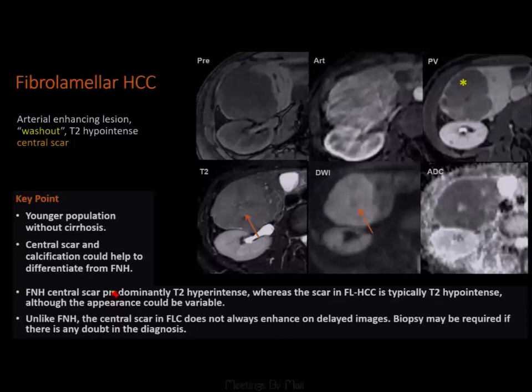Fibrolamellar HCC, everybody is probably familiar with this subtype. Usually they happen in the younger population without background cirrhosis. The differentiating features are a central scar, which is very heterogeneous, and they can have calcification. Sometimes people mistake these for FNH. Obviously, not people in this room, but the teaching is that the central scar is usually more heterogeneous, T2 dark, and doesn't enhance. But if there's any confusion, obviously we can use EOVS or gadoxetic acid in the hepatobiliary phase.